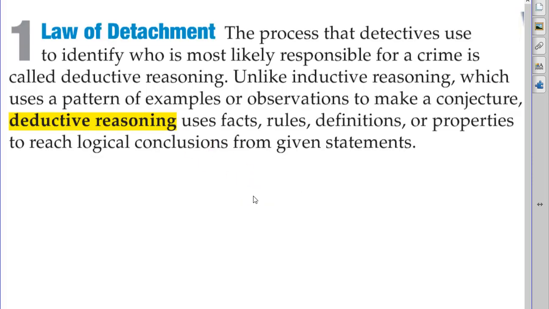Number one, though, law of detachment. The process that detectives use, I'll just read this here, to identify who is most likely responsible for a crime is called deductive reasoning. So unlike inductive reasoning, which uses patterns, examples, and observations to make a conjecture, deductive reasoning uses facts, rules, definitions, properties to reach logical conclusions from given statements.